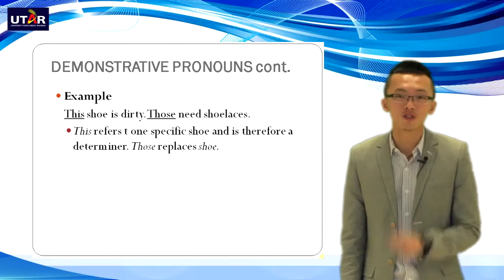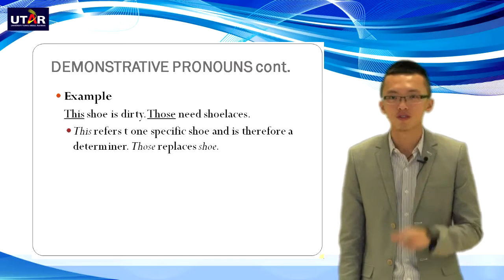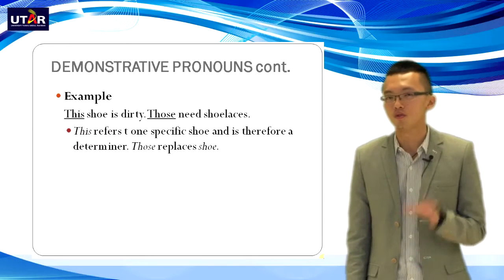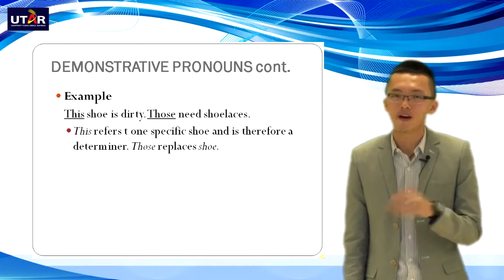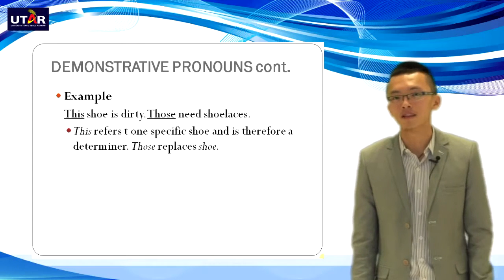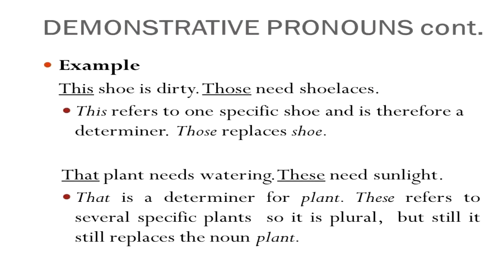Now, this shoe refers to a specific pair of shoes, whereas those is used to replace the subject shoe without having to repeat it again in the later sentence. The second example, that plant needs watering, these need sunlight. Now, the difference between this and that is in proximity. This is used to refer to objects that are closer. That is used for objects that are further away. Those are used for objects that are further. These are used for objects that are closer in proximity.